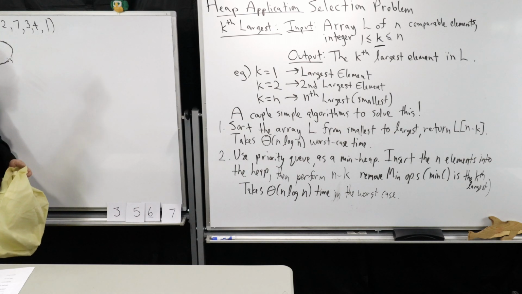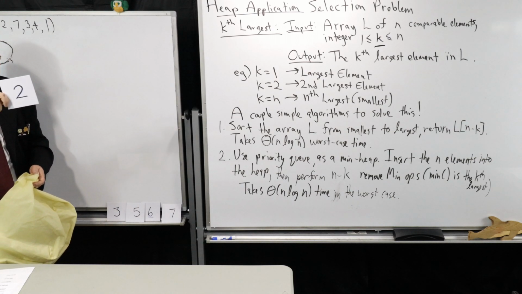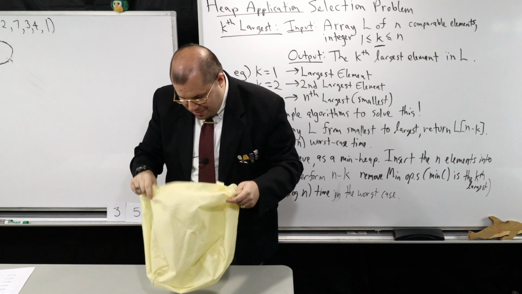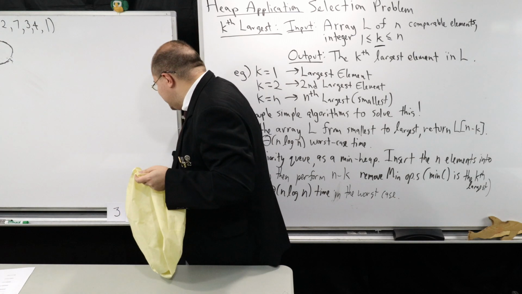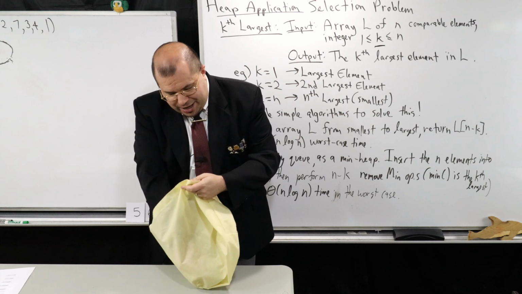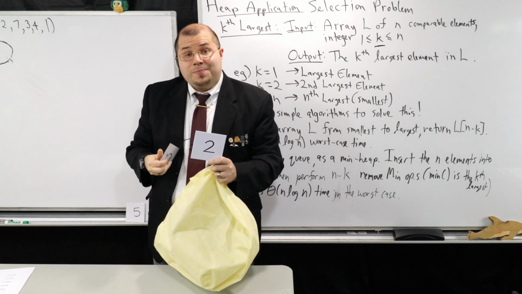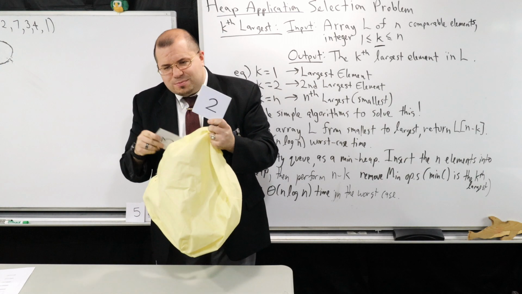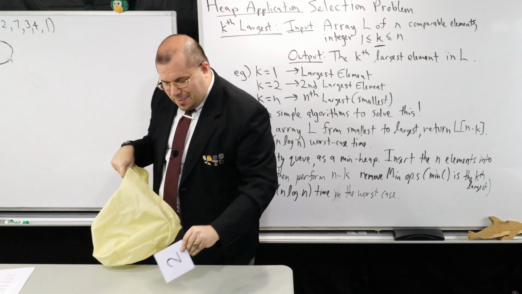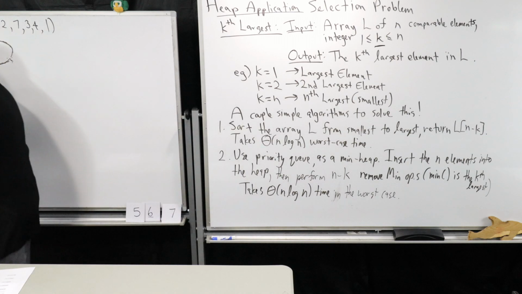So notice I haven't looked at anything quite yet. I have 2 right here. I'm going to put it in my bag. I see a 3. Now I check in my bag and I have a 2. That means this 2 is smaller than my 3. So I'm going to put my 3 in my bag. This is gone. I don't really care about it.